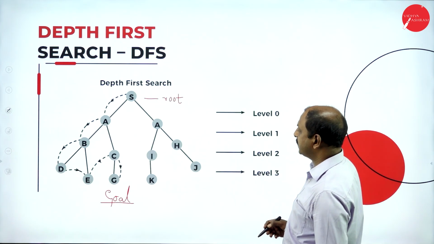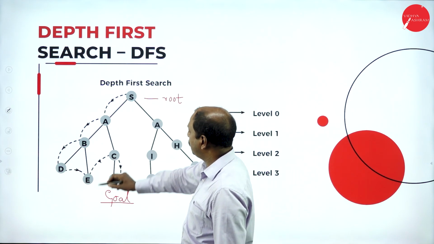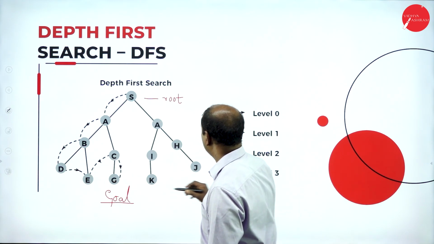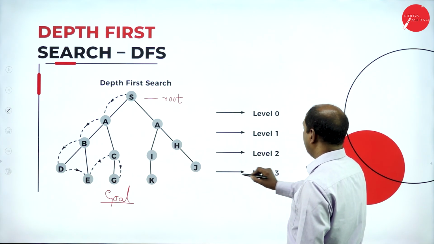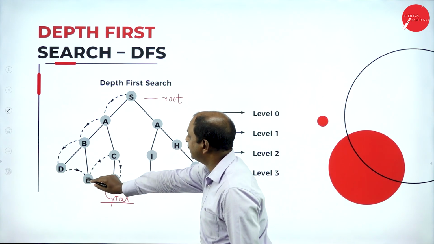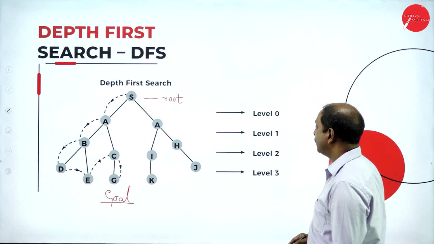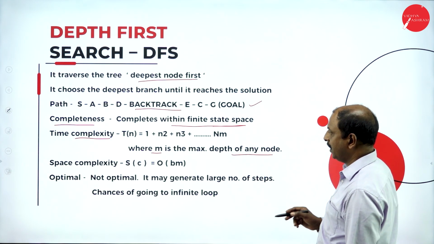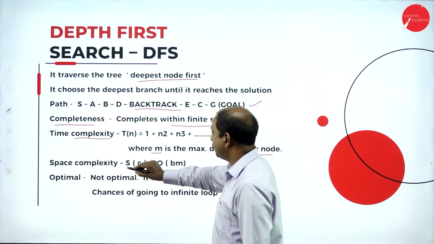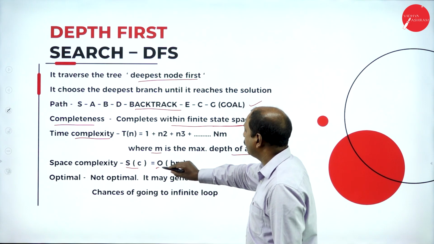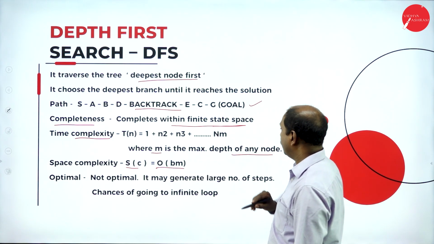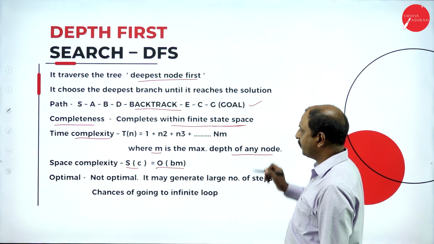So in the previous example, from here to here, D, here D, this is level 3. Level 3 is the depth of this node D or G. So that is the meaning of depth of a tree. Then space complexity, it is the order of b to the power of m. Here m is nothing but the depth of the tree.